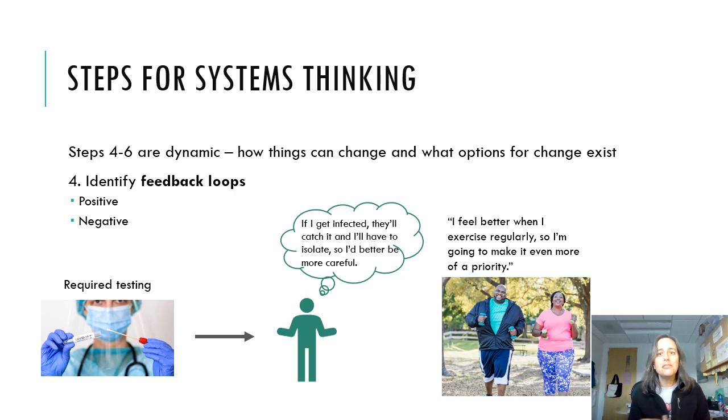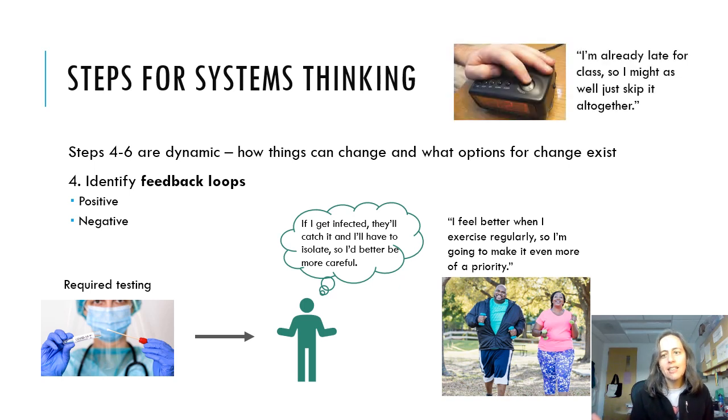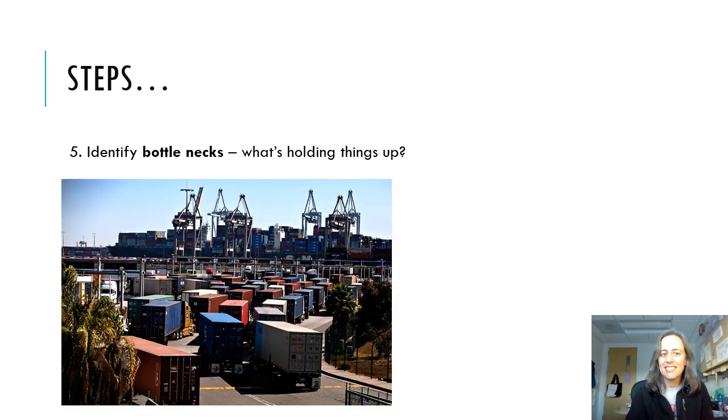Things can also operate in a not healthful way. So here's something else that you might have direct experience with: I'm already late for class, so I might as well just skip it altogether, right? So it's like, well, this thing is already there, so I'm just going to totally let it go. So one little thing can then have a significant impact down the road. All right, so that was step 4, feedback loops.